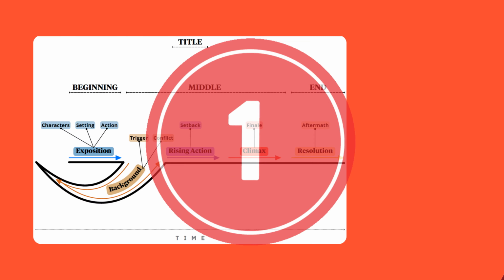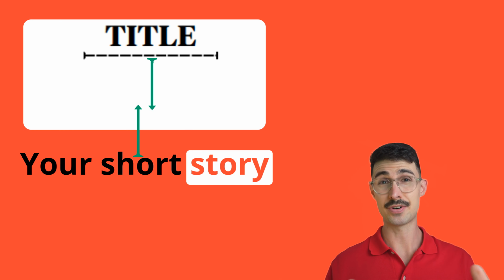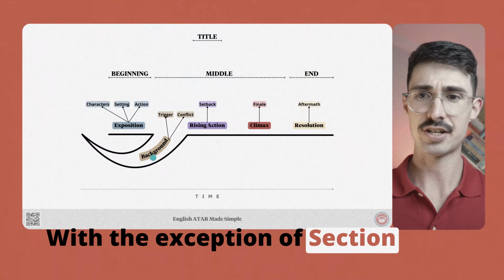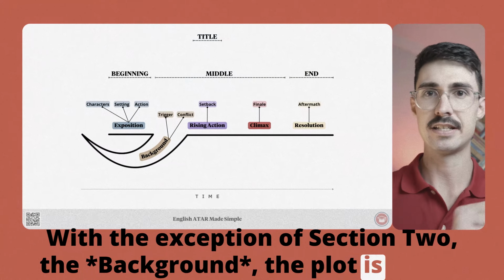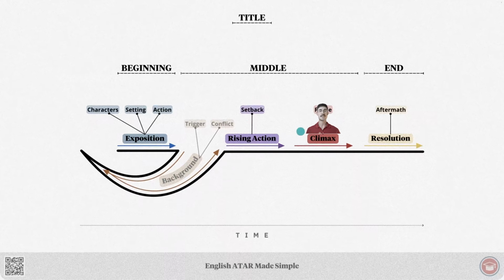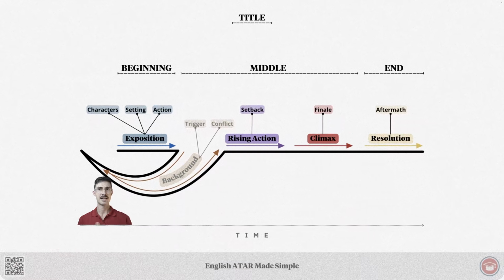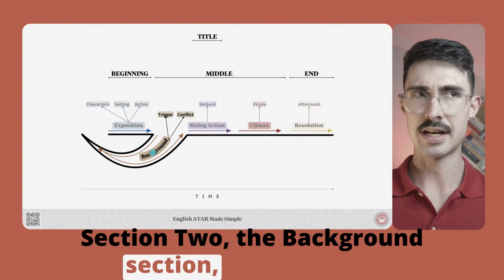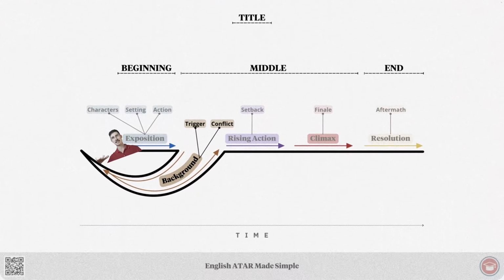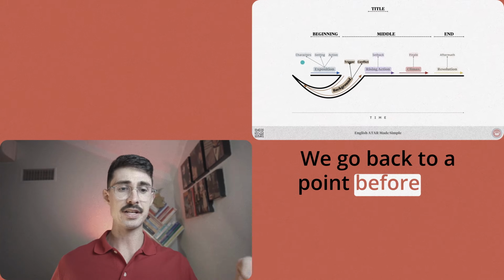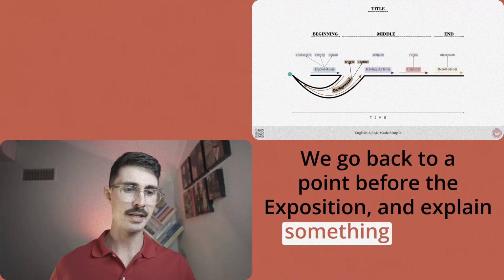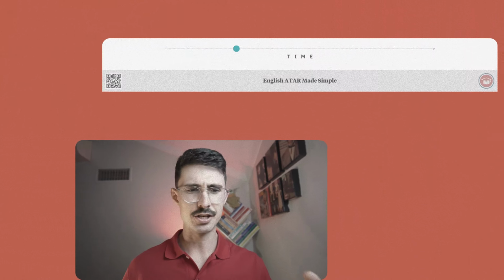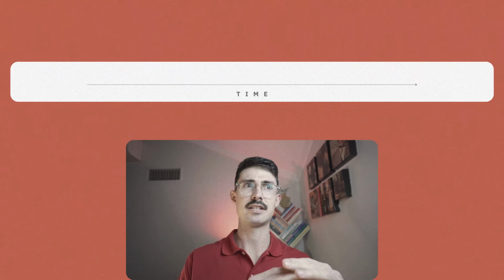A couple of reminders before we delve into example number 1. Don't forget about your title. Your short story should have one. It's conventional. The final reminder is that, with the exception of section 2, the exposition, the plot is linear. Section 1, Section 3, Section 4, and Section 5, they are linear. They move forward in time in one straight line. Section 2, the background section, is non-linear. It moves backwards in time in a curve. And we go back to a point before the exposition and explain something that led us to the exposition. Hence this dotted line at the bottom being straight to represent the linear nature of time.